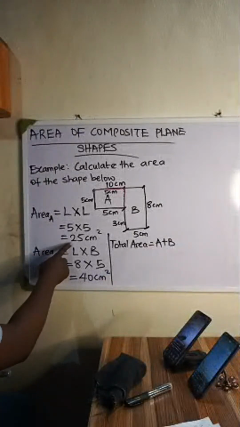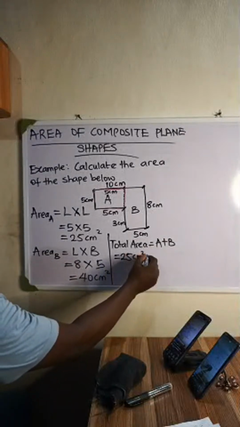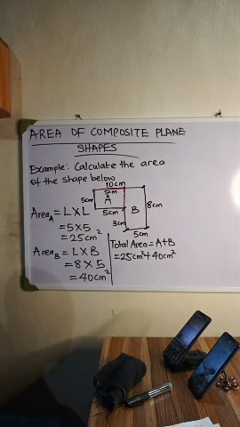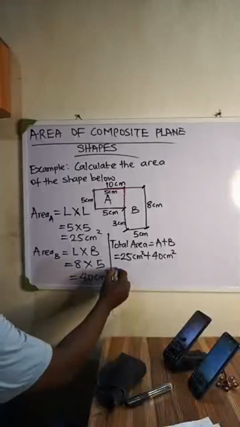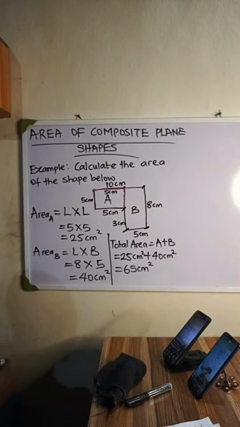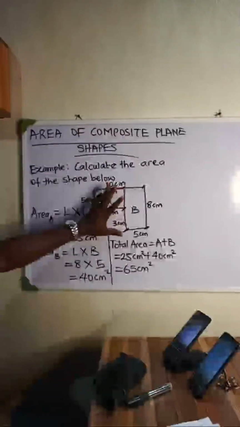And we know that the area A is 25. So we have 25 centimeters square plus 40 centimeters square. So the total area of this shape is equal to 65 centimeters square. So that is the total area. So that's a simple way of calculating the area of this composite shape.